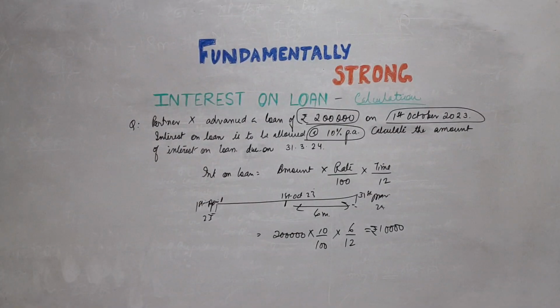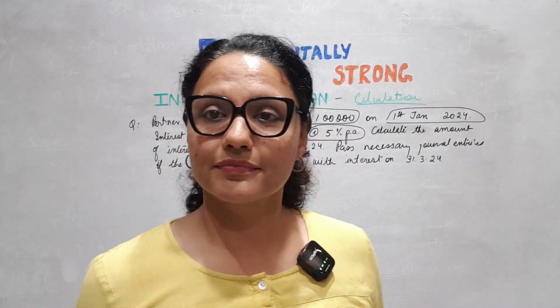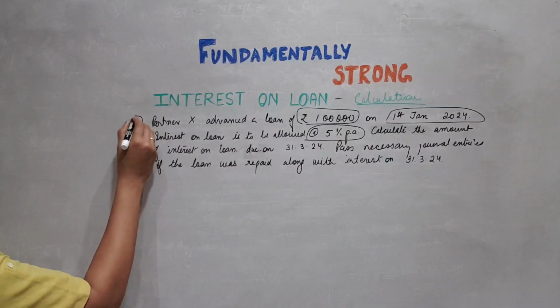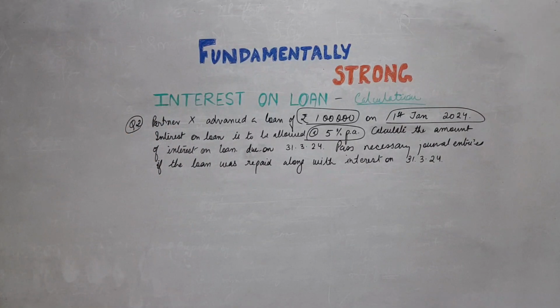Alright, please make a note of this. Now, let's take another sum. This is question number 2 for you. Partner X advanced a loan of 1 lakh on 1st of January 2024.